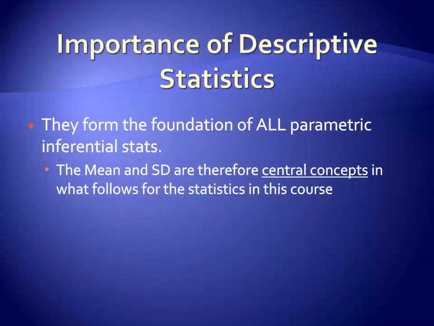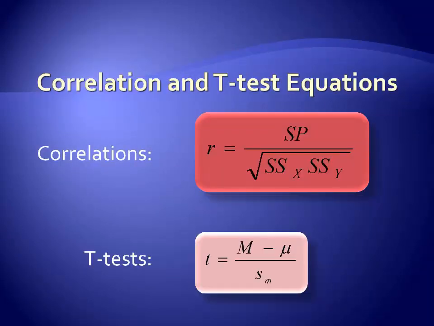The mean and standard deviation form the foundation of several statistical concepts that we'll discuss in this course. If you look at some of the most common inferential statistics discussed in the course, such as correlations and t-tests, you can see that the equations are made up of calculations of the sum of squares, as in the case of correlations, and the mean and standard deviation, as is the case for t-tests.